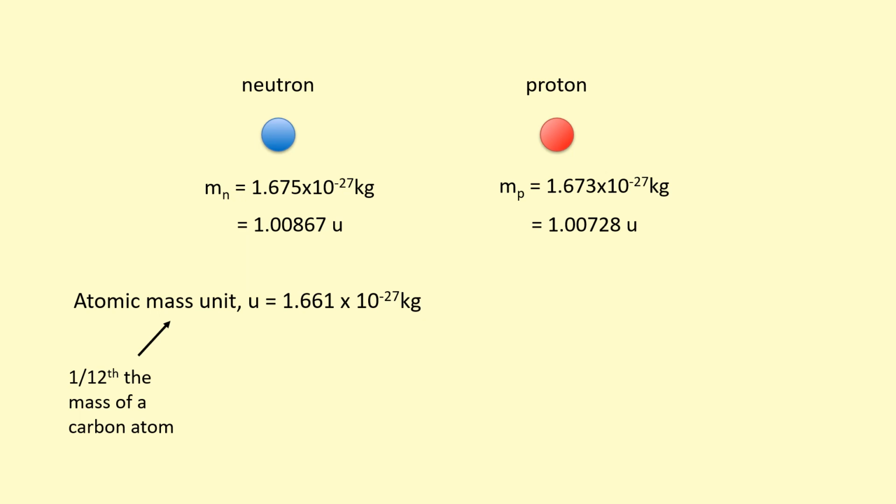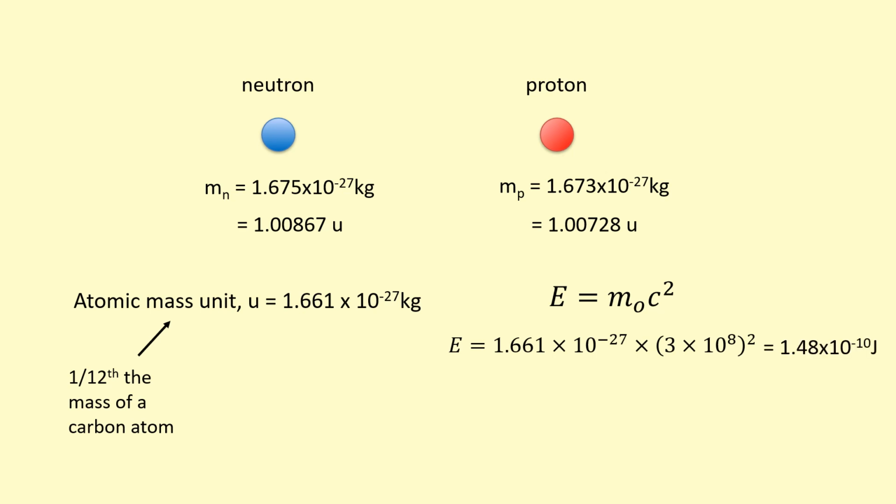Okay, in nuclear physics, there are a lot of calculations involving energy as well. So we need a convenient unit for that as well. Okay, so what I'm going to do is I'm going to use Einstein's equation E equals m0 c squared, and I'm going to apply that to the atomic mass unit. So I'm going to do the atomic mass unit 1.661 times 10 to the minus 27 times the speed of light squared. Okay, and that gives me this number here. Okay, that's still not convenient to work with. It's a very small energy, so I'm going to turn that into electron volts.